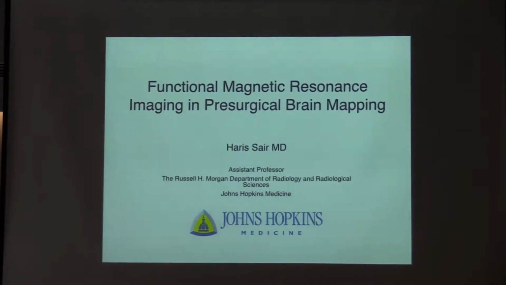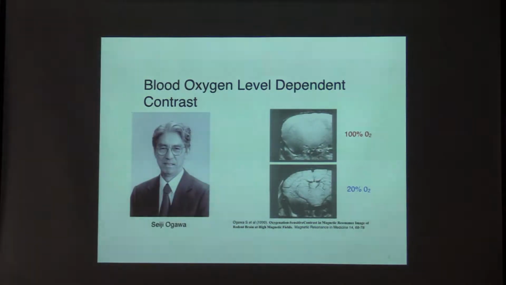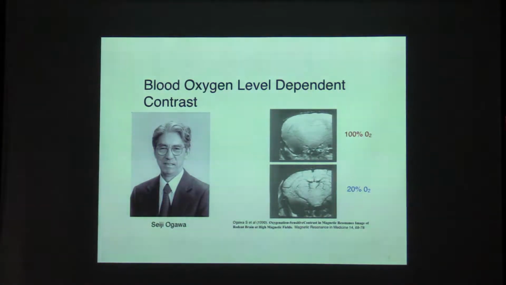So I'm going to talk about functional MRI, fMRI, and then how we're using it for presurgical brain mapping. Pretty much all of the fMRI that we do nowadays is based on this blood oxygen level dependent contrast. Dr. Ogawa, in the 1990s, I think, discovered this phenomenon. He won the Nobel Prize for this.